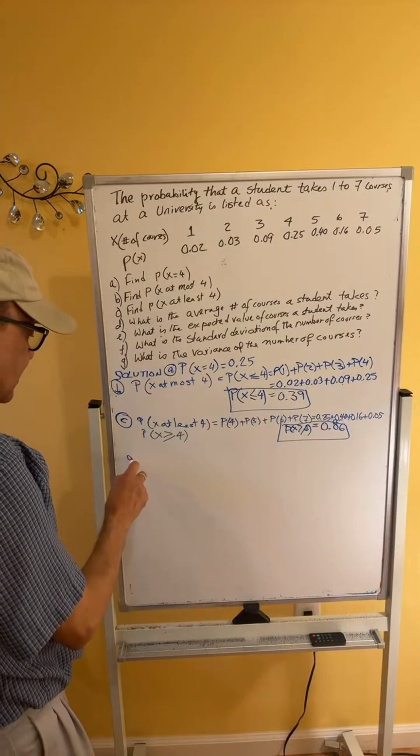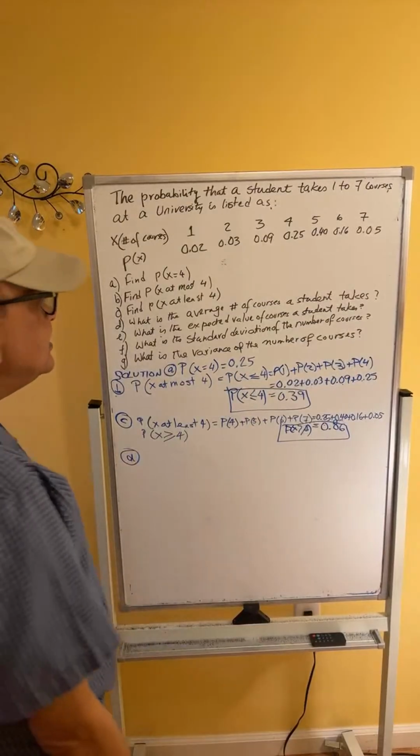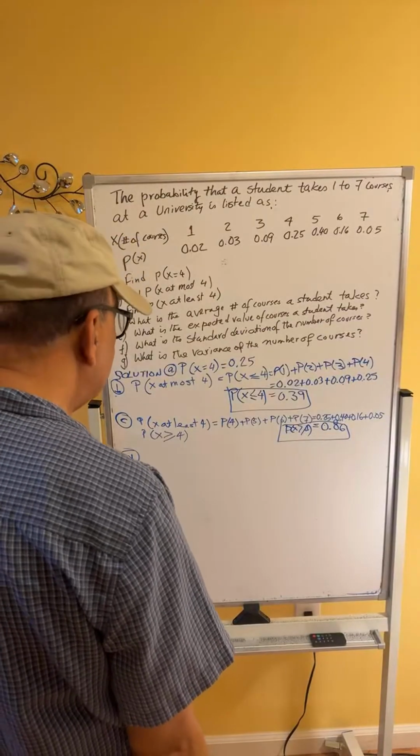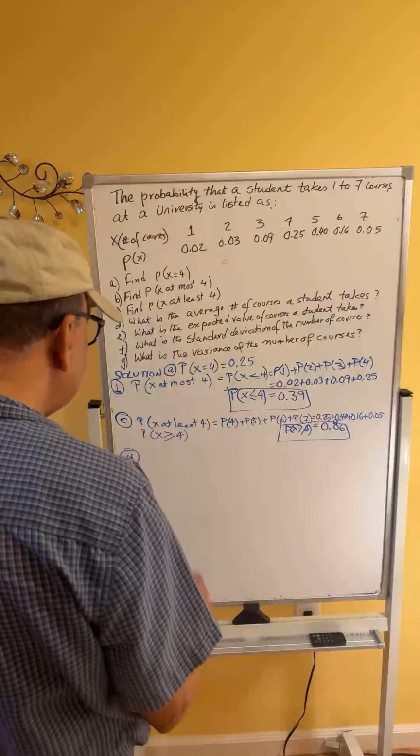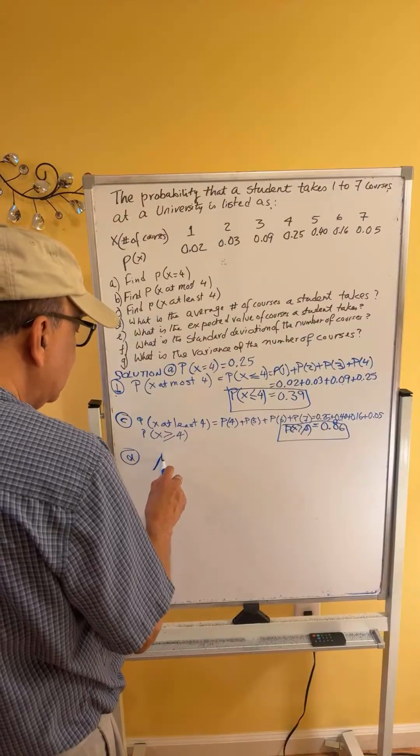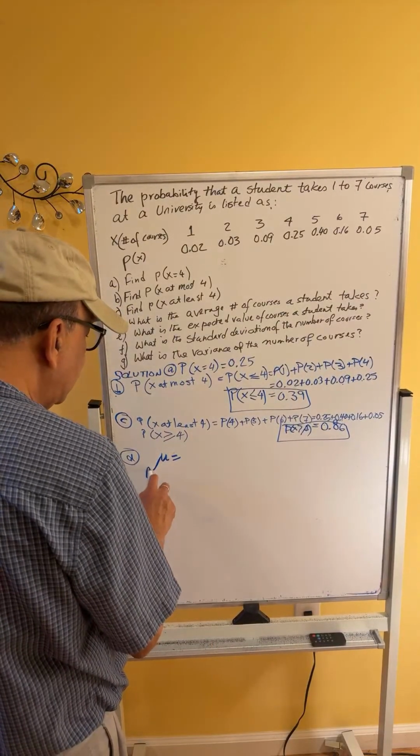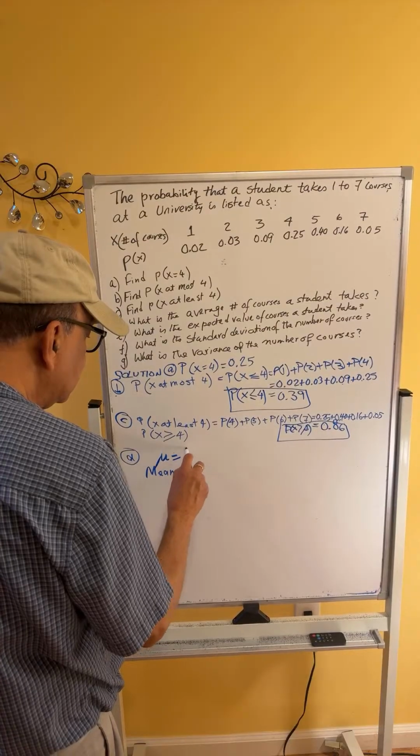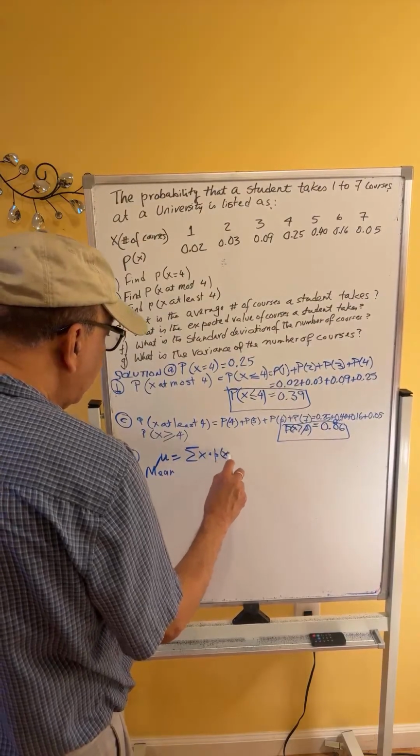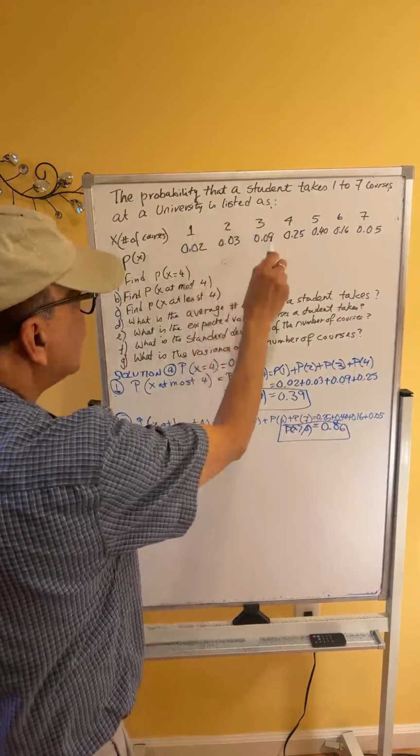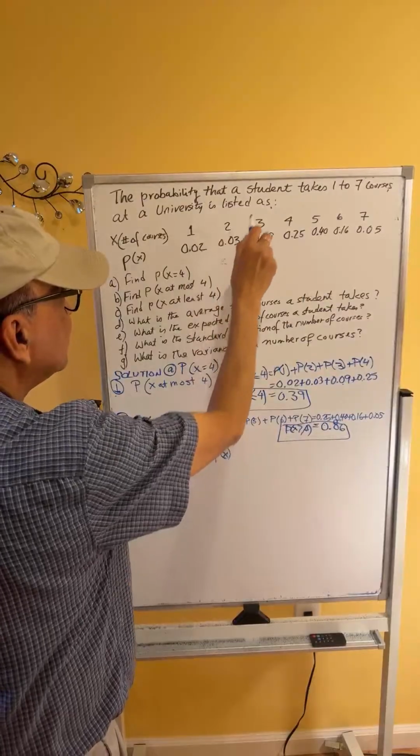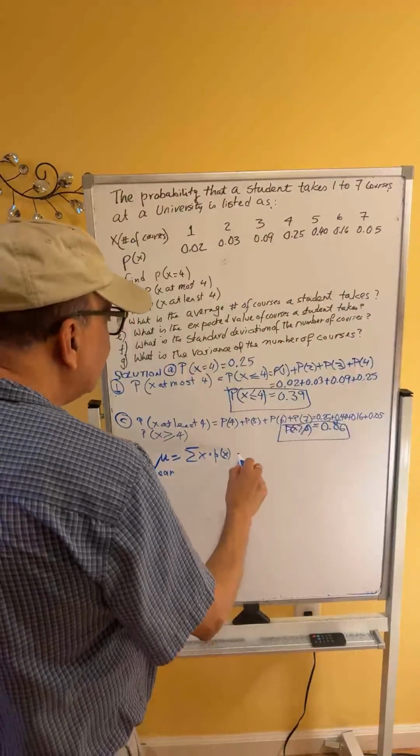Okay, part D, it asks what is the average value of number of courses a student takes. Okay, since this is a discrete probability problem, mu in this case is the mean or the average, and is the sum of x multiplied by P(x). So from the table we take each value of x multiplied by its corresponding probability. For example, 1 times 0.02 plus 2 times 0.03 plus 3 times 0.09, and so forth.